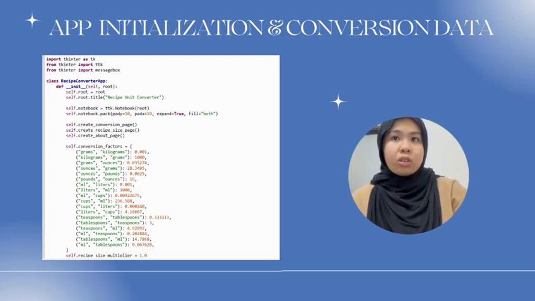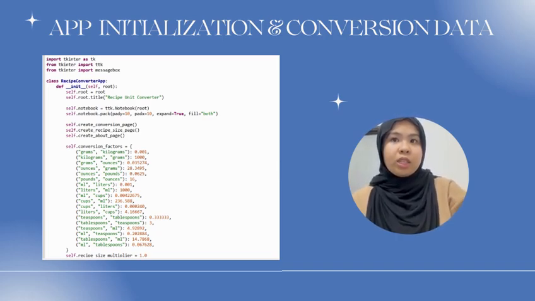And the third one is initializing the main window. So self.root = root. This line assigns the main window object passed to the constructor to the self.root attribute of the RecipeConverterApp instance, making it accessible within the class. Next, self.root.title("Recipe Unit Converter"). This sets the title that appears in the title bar of the main application window.